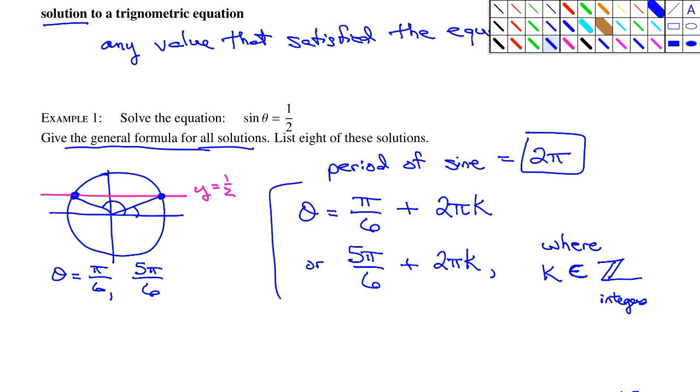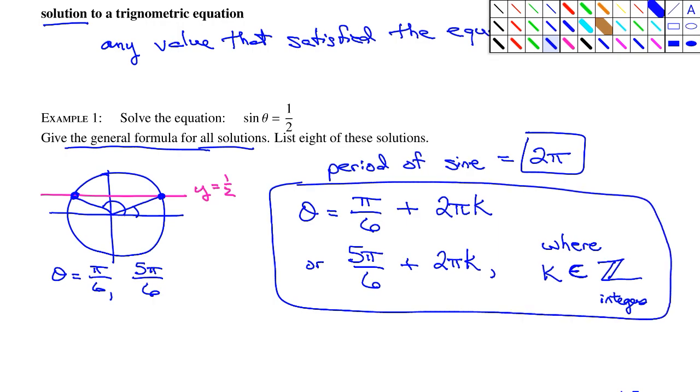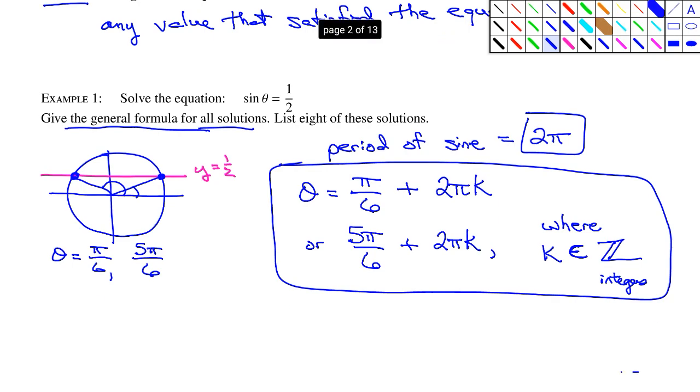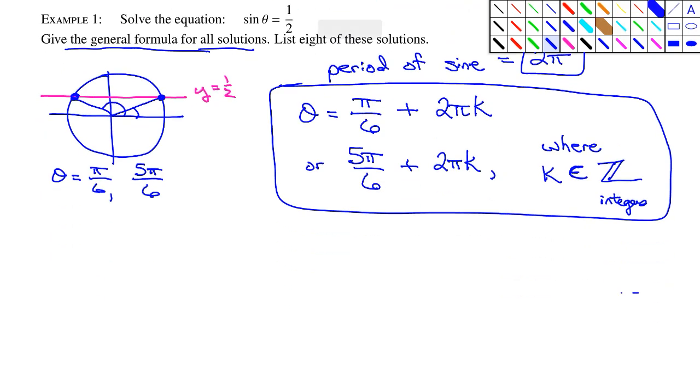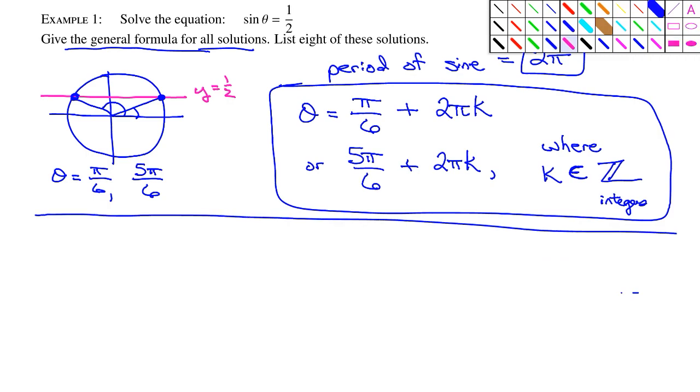This representation here is the general formula for all solutions. Technically, you're supposed to include the "where k is an integer" for all of these. I think we'll just, at this point, acknowledge that when we write it in this form, the k does represent an integer and call it good. Now that's the first part. Then it says list 8 of these solutions. So the way we get 8 of these solutions is by picking values of k.